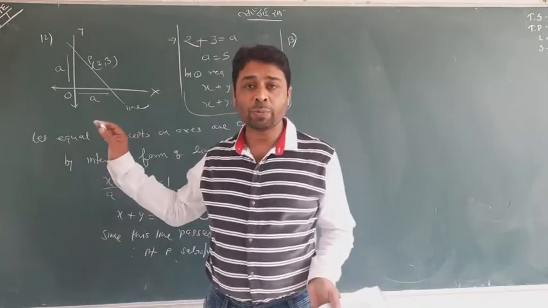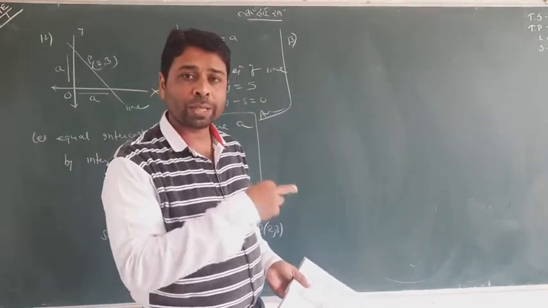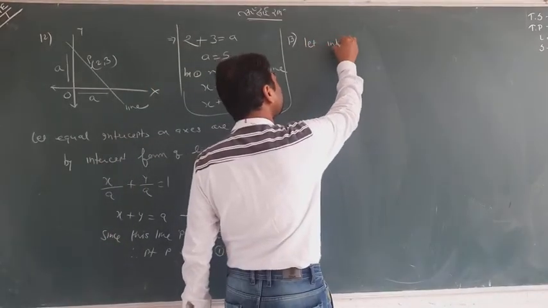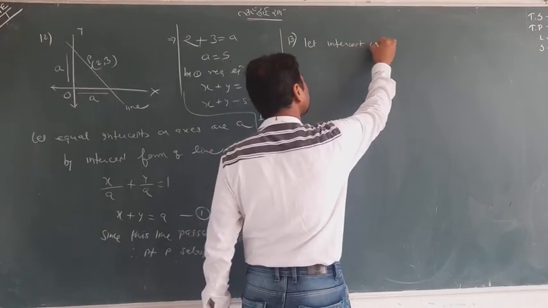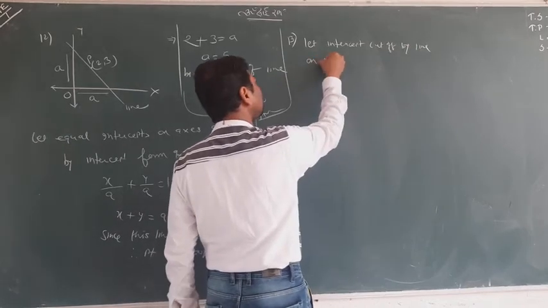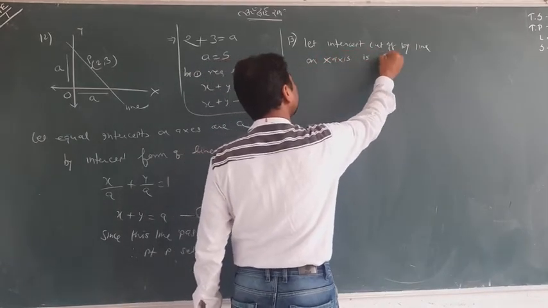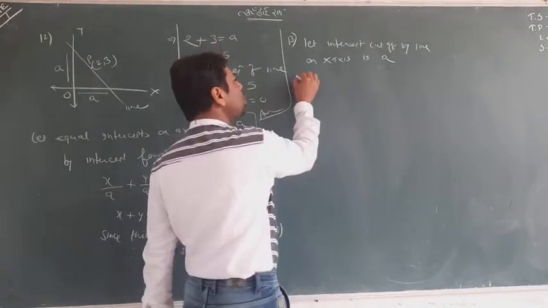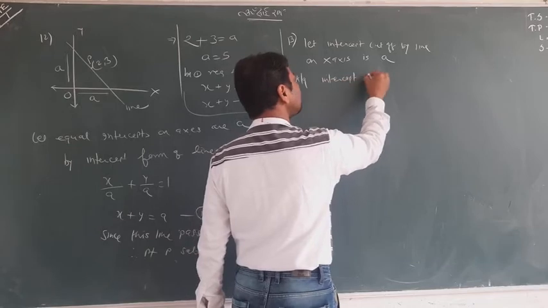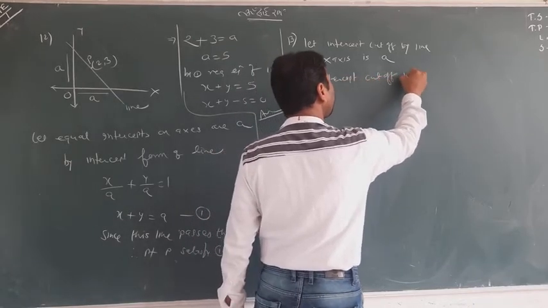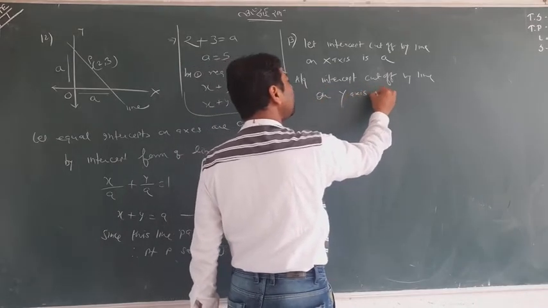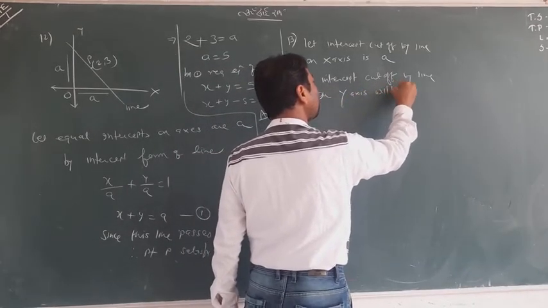Here the intercepts were equal, but this time we are told that the sum of intercepts is 9. So I assume the intercept cut off by the line on the x-axis is A. As per the question, the intercept cut off by the line on the y-axis will be, you know how we can find?